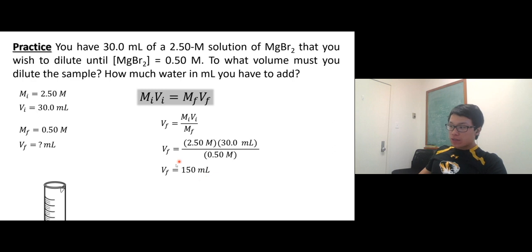Okay, this is not the volume of water. You don't add 150 milliliter, right? If you add 150 milliliter of water, you end up with 180 milliliter total of solution, which is not what we want. We want to add up to 150 milliliter volume.